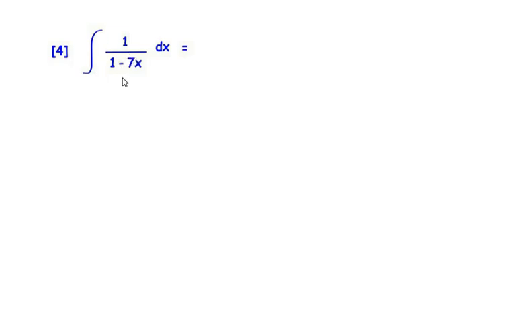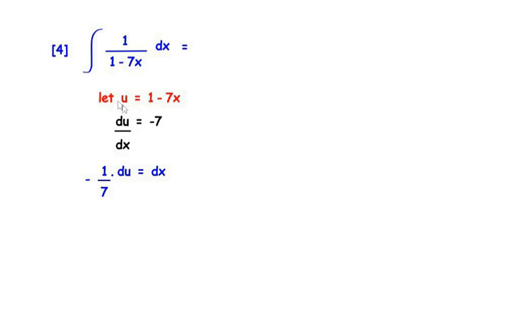Integration of 1 over 1 minus 7x dx. Now here the denominator is of the form b plus ax, where b is 1 and a is negative 7. So let us take u is equal to 1 minus 7x. So this is our step number 1. Let u is equal to 1 minus 7x.